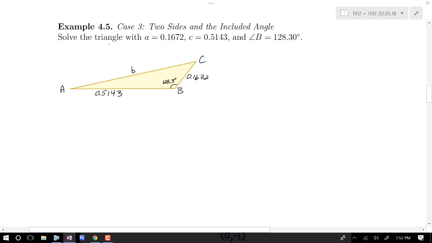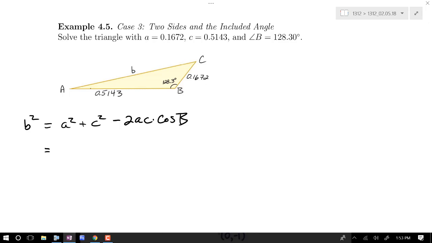But we're going to start out by finding side b, I think, because the law of cosines tells us that b squared is equal to a squared plus c squared. So there's the sort of pseudo-Pythagoras. But then I have to subtract off 2ac times cosine of b. I know sides a and c, and I know angle b. So basically, I have everything I need to find b squared, and then we'll just plug stuff in and take the square root.